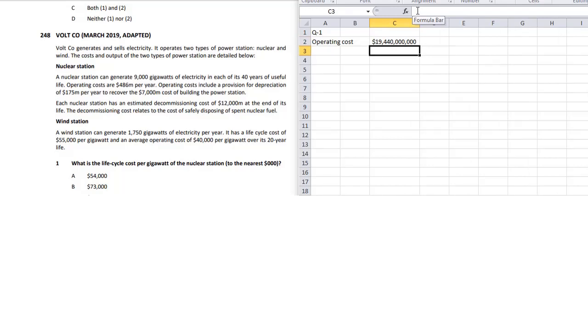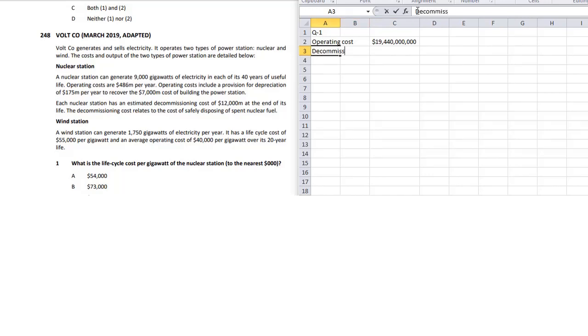The operating cost includes a provision of depreciation of 175 million per year to recover the $7,000 million cost of building the power station. So it has already been included, we don't have to include it again. Each nuclear station has an estimated decommissioning cost, so the decommissioning cost will be added on.